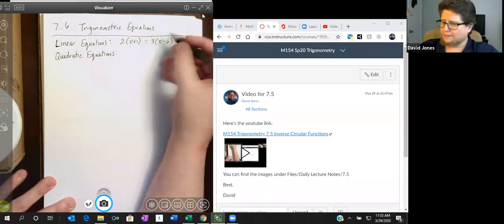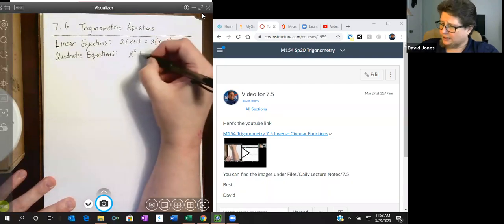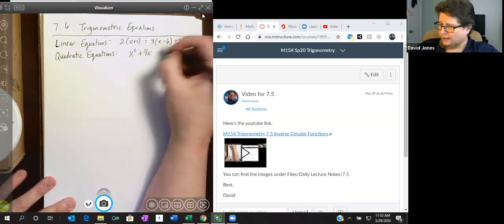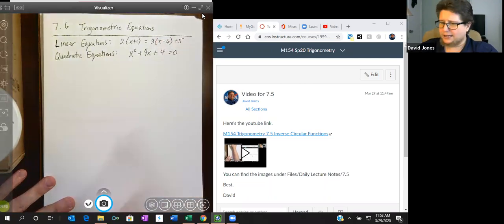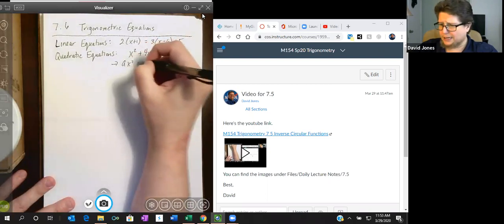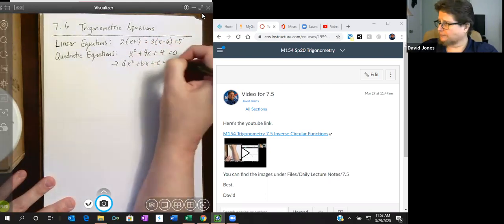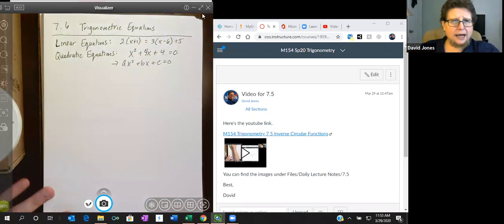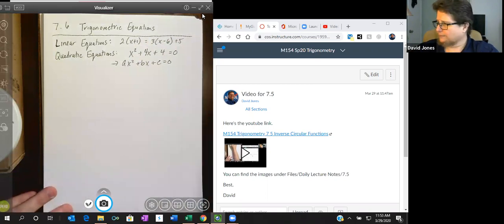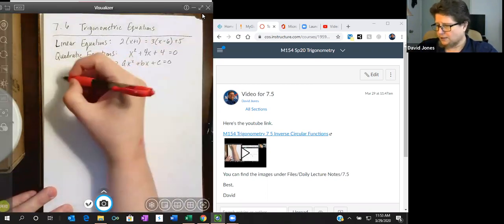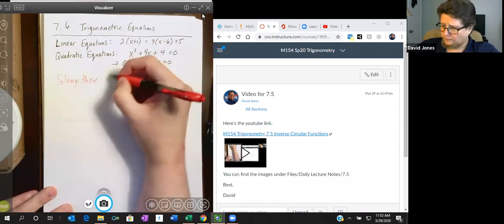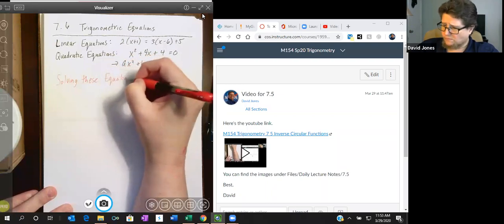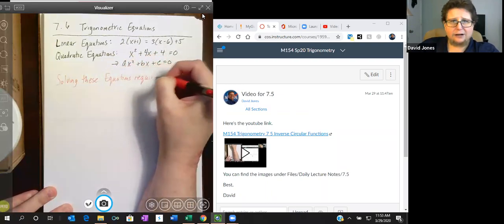Quadratic equations, something like x squared plus 4x plus 4. This was anything of the form ax squared plus bx plus c equals 0. And in both of these types of equations, the way we went about solving them involved isolating the variable.